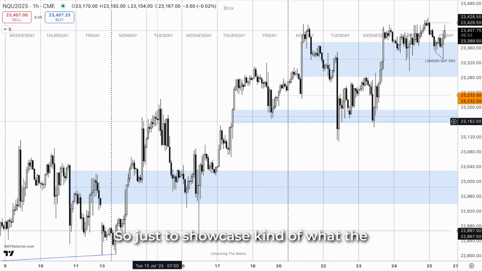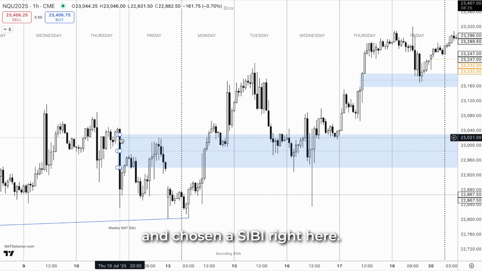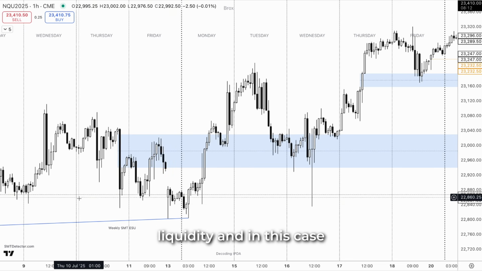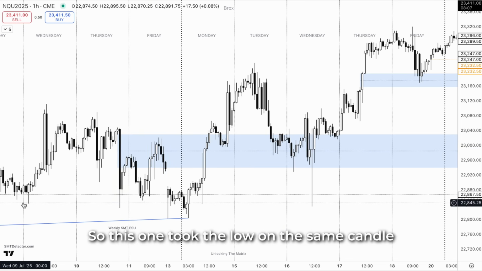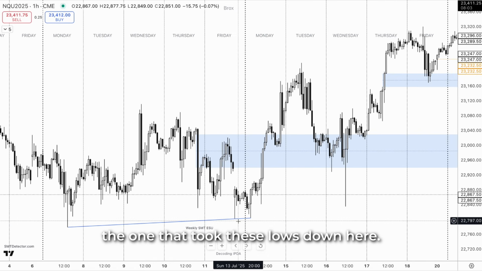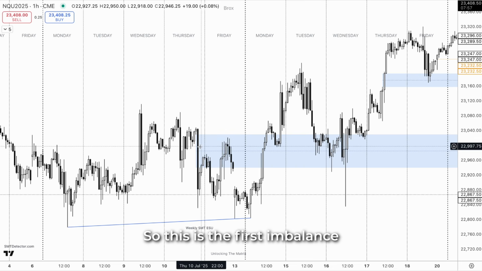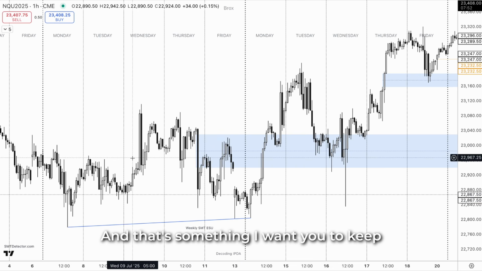So just to showcase what the point is, I've gone ahead and chosen a SIBI right here. And you can see this SIBI, right? It's the first SIBI of the leg that took out liquidity, and in this case it was quite a sharp move, so this one took the low on the same candle, but you can see it also wasn't the one that took these lows down here.